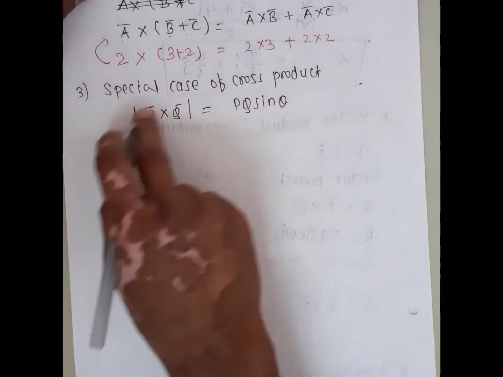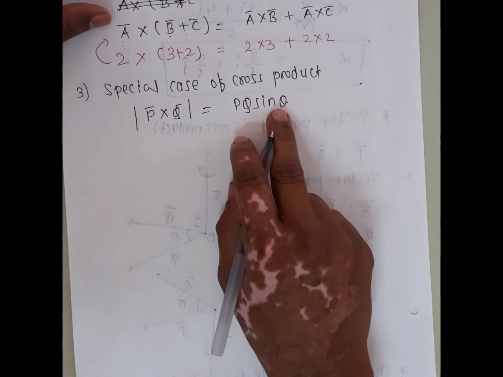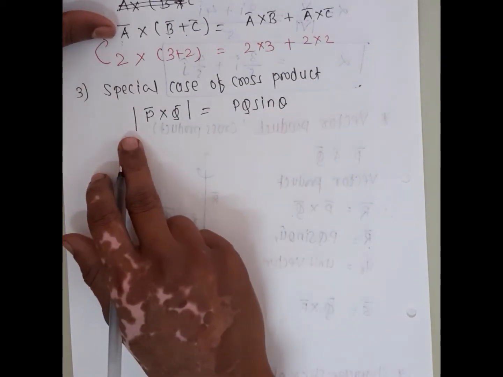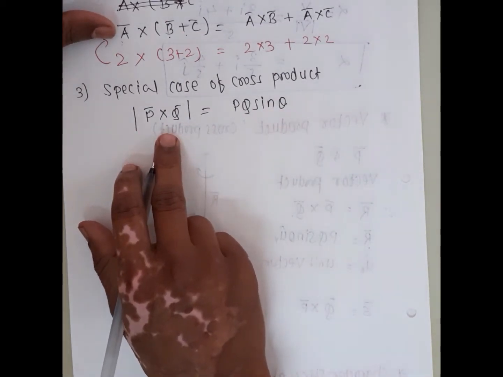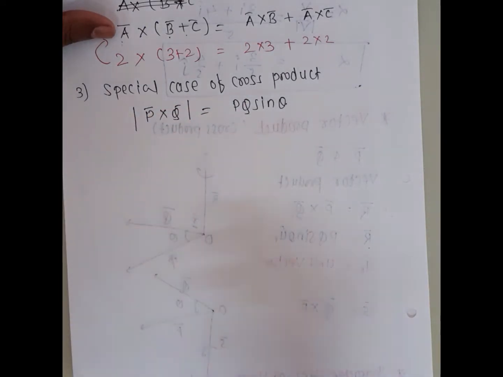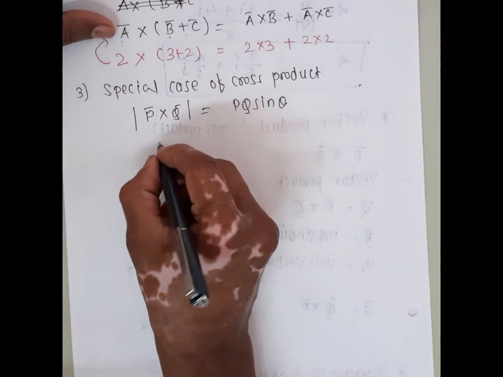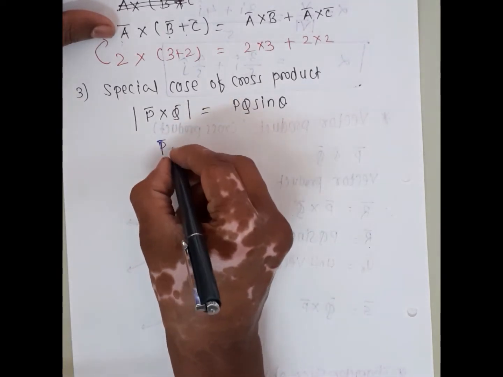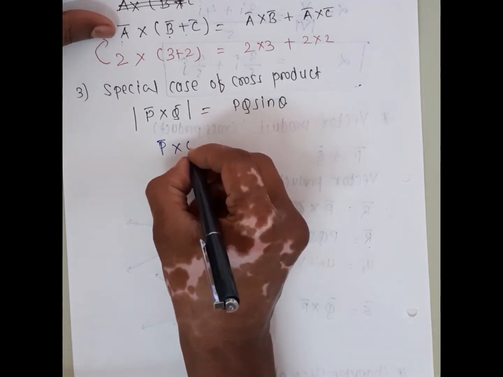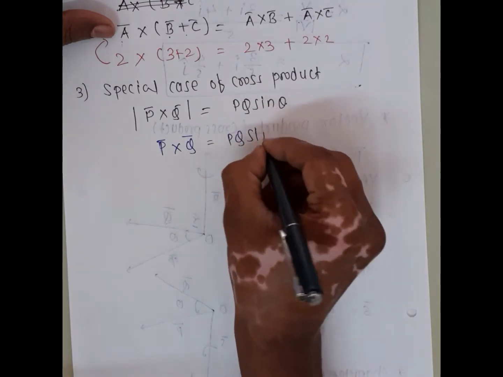But why do we call this a special case? Because here is an angle, and if the angle changes, then the value of p bar cross q bar also changes. Okay, so in these characteristics there are 3 sub cases. So p bar cross q bar is equal to PQ sin theta.